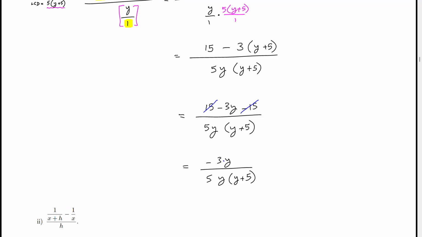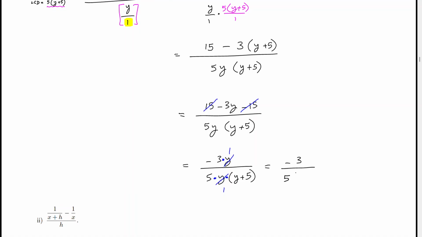There's multiplication everywhere between the 3 and the y, between the 5y and the y plus 5. And so I can now get rid of the y's and reduce them to lowest terms. So my final answer will become negative 3 divided by 5 with y plus 5 inside parentheses. And like I said before, it's better for us to leave it factored just in case we don't know what we're doing with the problem later on. And having it factored is more convenient than foiling the denominator.